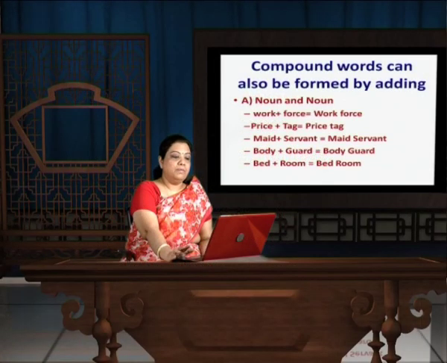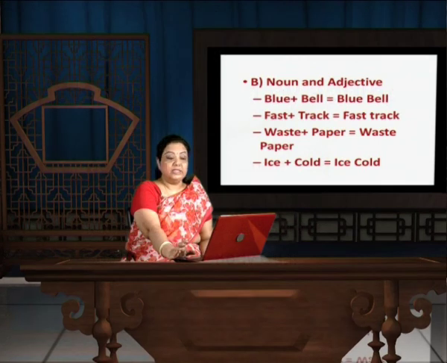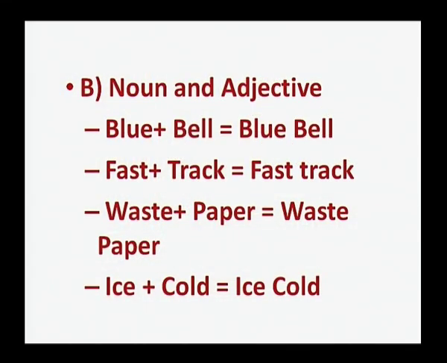Other way of making words here is compound words, which can also be formed by adding noun and noun. See the examples. Work plus force, we say workforce. These are combined, one word. Price plus tag, price tag. Maid plus servant, maid servant. Bodyguard, bedroom. If we take noun and adjective together, see the combination. Blue plus bell, bluebell. Fast plus track, fast track. Waste paper. Ice plus cold, ice cold.